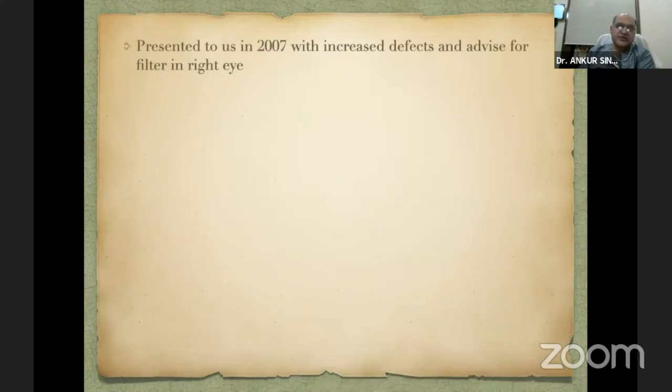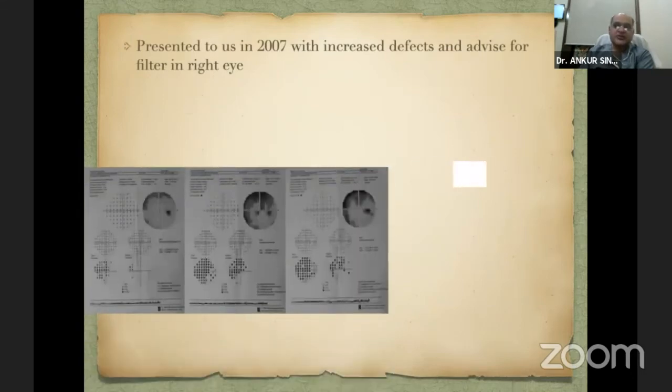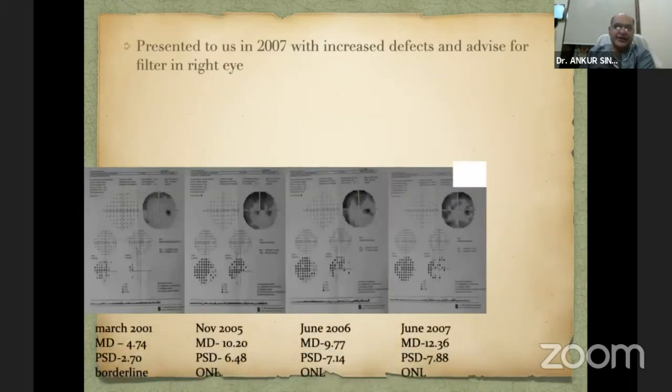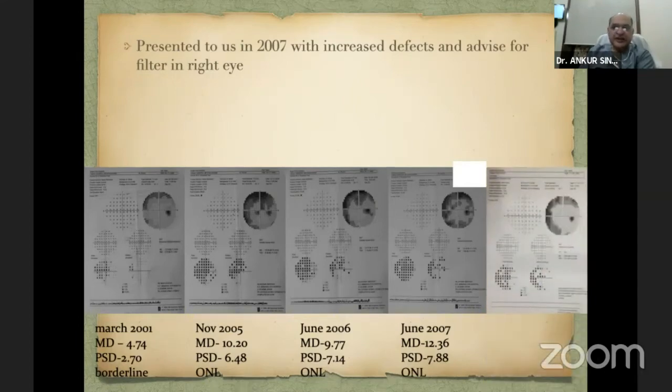Now, this is a patient who presented to us in 2007 with progressively increasing visual field defects. And we can clearly see that the mean deviation has increased from -4 to -12. PSD has also increased from -2.7 to -7.8. And at the borderline, it has gone outside the normal limits. And we can see that the visual field is definitely deteriorating. But when he comes to us, we repeat the visual field, and what we find is the mean deviation has dropped from what it was in 2007, to something similar to 2005, 2006. Even the PSD has improved a little bit.